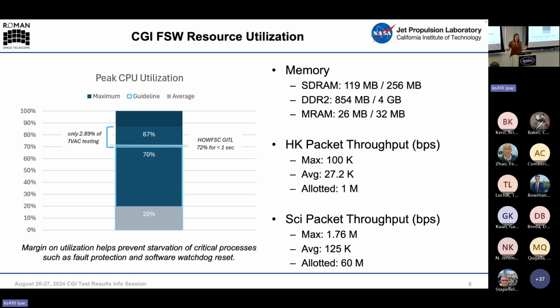So we can't just run an algorithm on the CPU at 100% for 7 days because we'll become unresponsive. We might miss an attitude control system disturbance. We might miss that something is getting too hot on the instrument. So we do have to maintain that margin on our CPU usage. We do get up to 72% for less than 1 second utilization. This is for HOFA's Gittle, which makes sense because it's the most intensive thing that the CGI software does in terms of computation. But that would only occur less than 3% of the time at TVAC. So on the right here, I won't read you these numbers. We're well within margin for packet throughputs and memory usage.